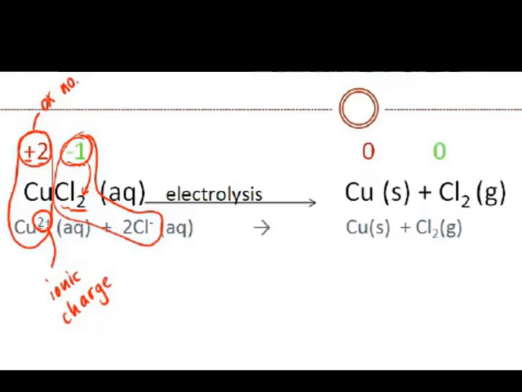Now, what about after the reaction? We're left with copper atoms. Copper atoms don't have any electrons shifted either towards them or away from them. They're neutral and they're not bonded to anything else, and so the oxidation number is 0.